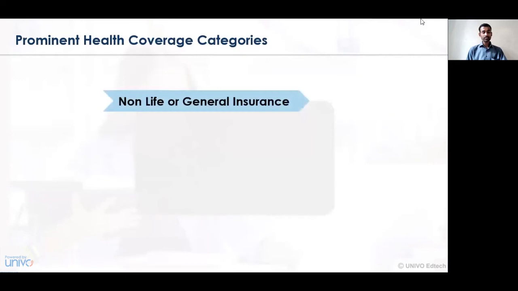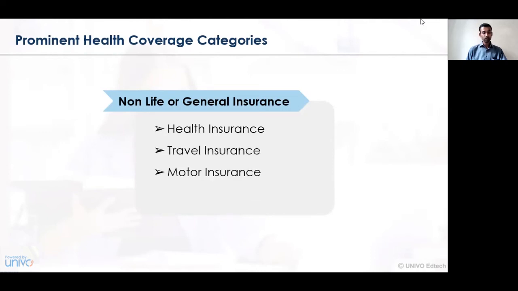Prominent health coverage categories. Under the health coverage, we have non-life or general insurance. Under general insurance, you have health insurance, travel insurance, motor insurance, and home insurance. Any one of these: your health, for which you pay expenditure to the government or to hospitals; travel insurance for traveling from one place to another; motor insurance for your two-wheelers, four-wheelers, or vehicles that you own; and lastly, home insurance for the home you live in or for your business concern. So for a building or a premises, insurance coverage can be undertaken.